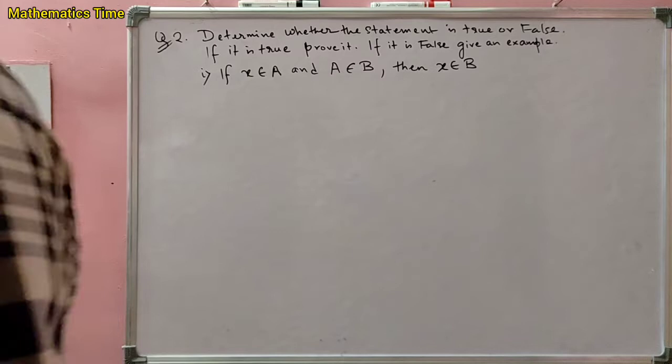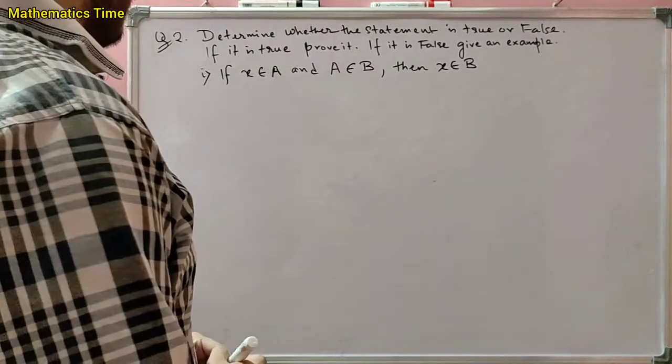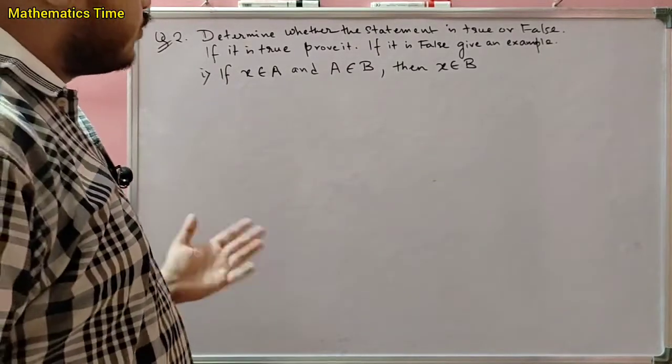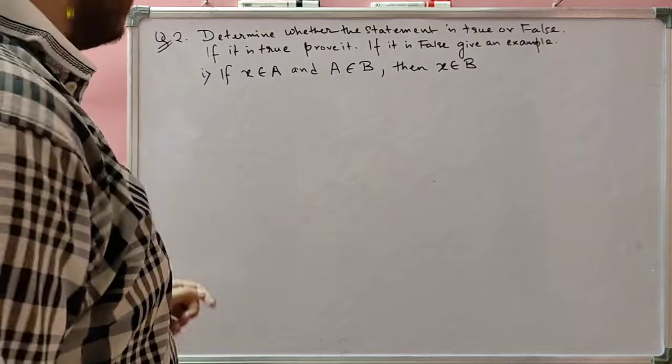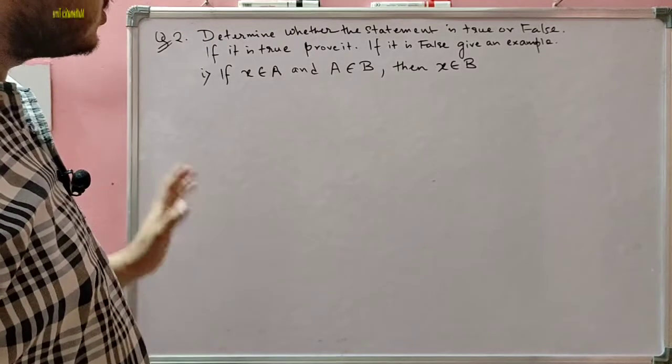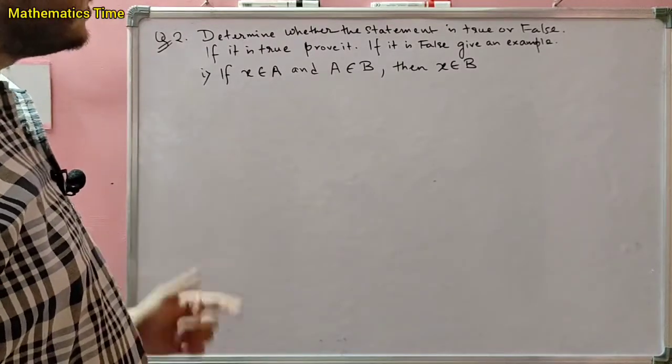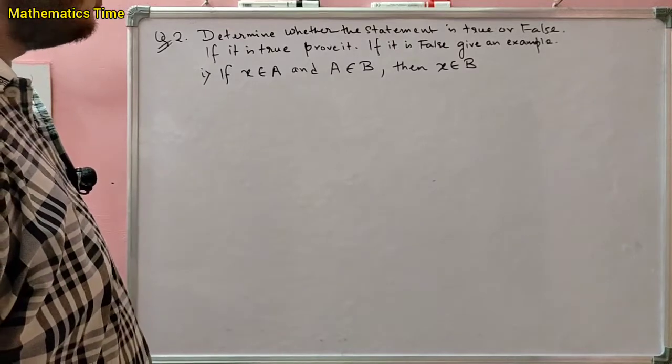The next question is: determine whether the statement is true or false. If it is true, prove it. If it is false, give an example. Now the first question is: if x belongs to A and A belongs to B, then x belongs to B.